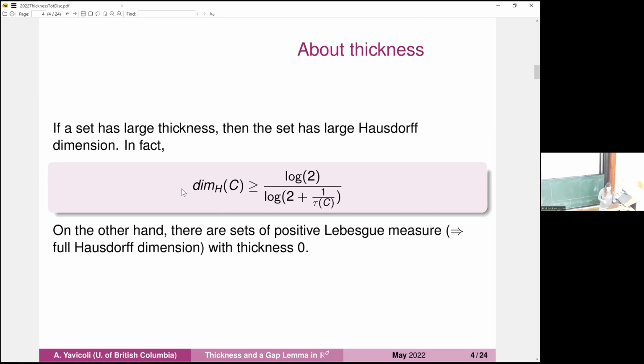And well, I was just saying that there are sets of positive Lebesgue measure with thickness 0. You can consider an interval union an isolated point. That's an easy way to see that. But there are sets without isolated points that also satisfy that.